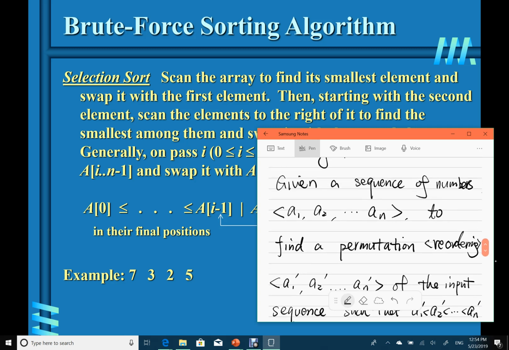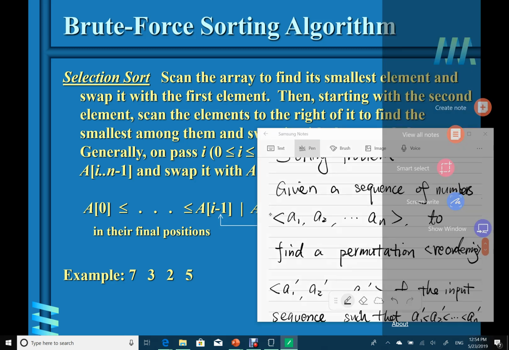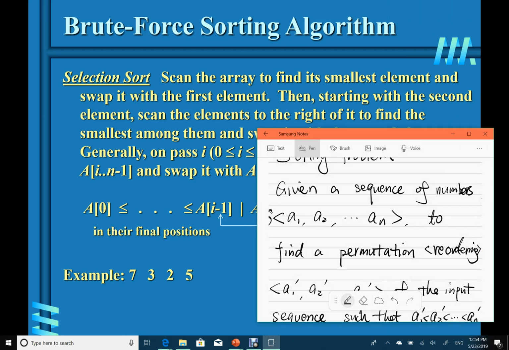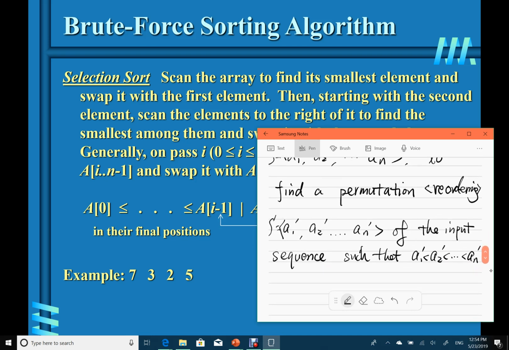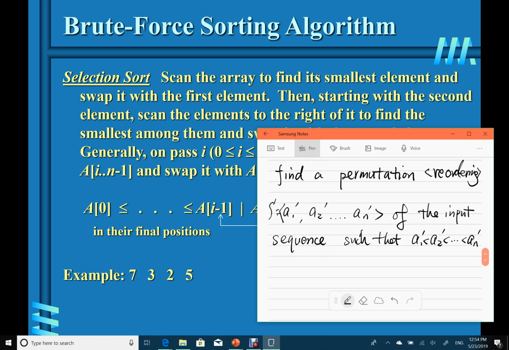If we define this sequence as S, then in that case, we can define this one to be S prime. We give a sequence S. We want to find the permutation of this S, such that each element in this permutation is in ascending order. This is the question we ask.